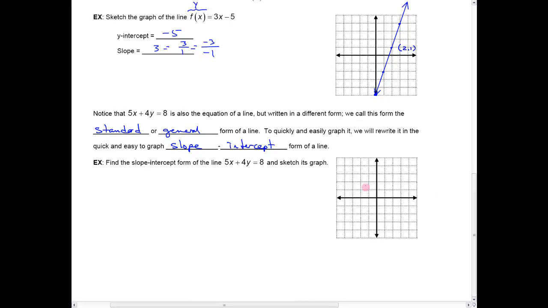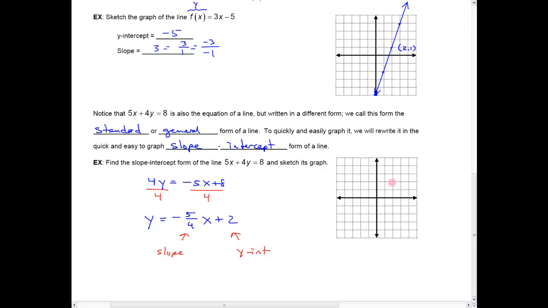So for the slope-intercept form, I just want to solve for y. So I'll go ahead and subtract 5x from both sides. And then I'll divide both sides by 4 to get y by itself. So I get that y is negative 5/4 x. Remember, this 4 divides each of these terms, plus 2. So then I know that my y-intercept is 2, and I know that my slope is negative 5/4.